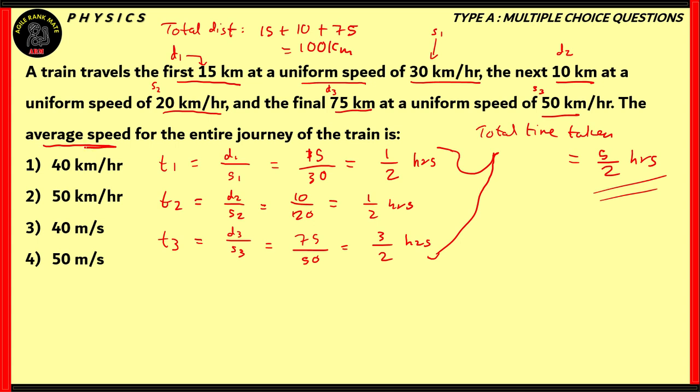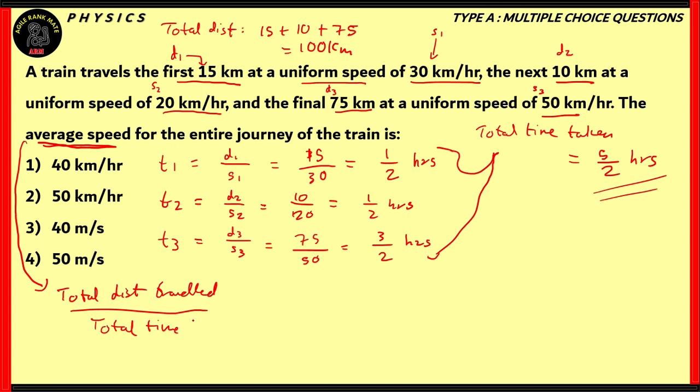Now, we need to find the average speed for the entire journey. The definition of average speed is total distance traveled over total time taken. That gives you the average speed of the journey. It doesn't have to be the speed at which the train moved. It could go faster than that and slower than the average speed. However, by calculating the total distance and the total time and dividing them, we would still get the average speed.